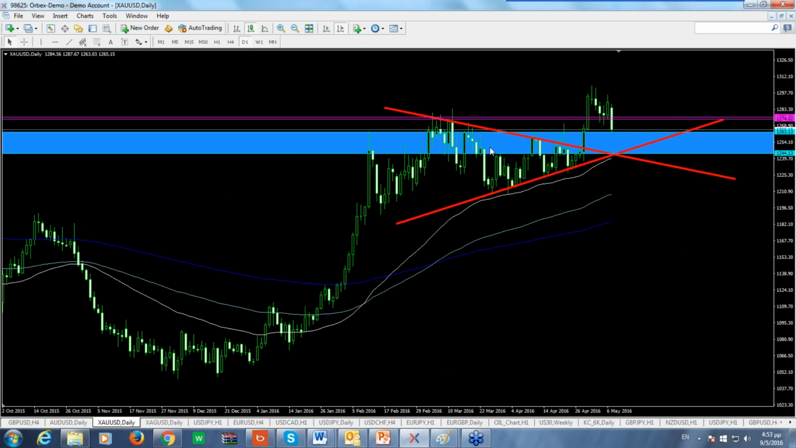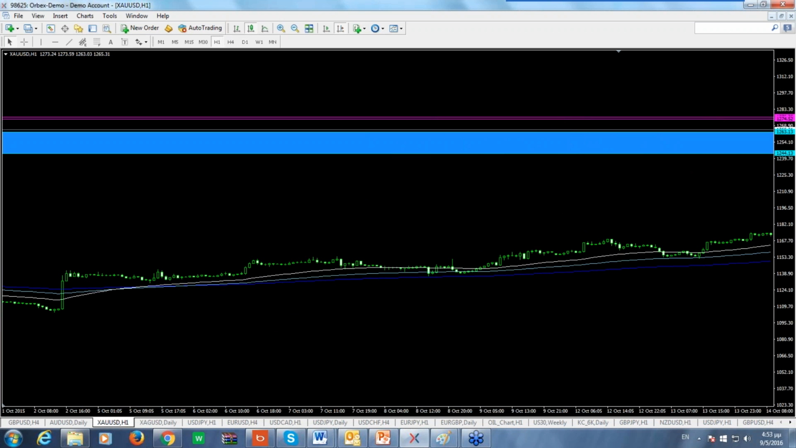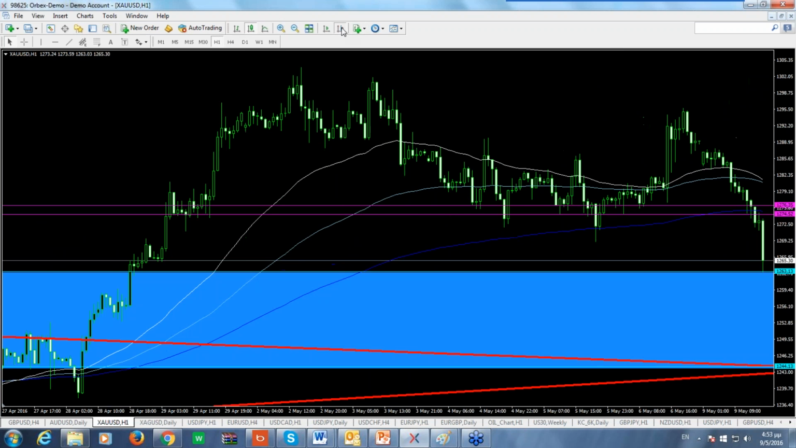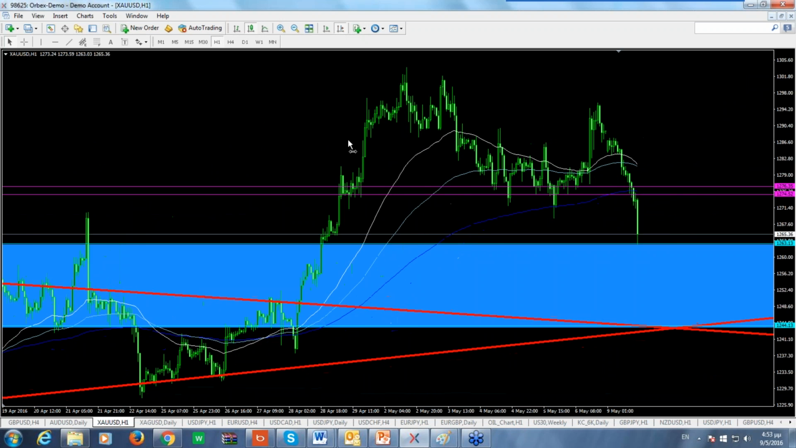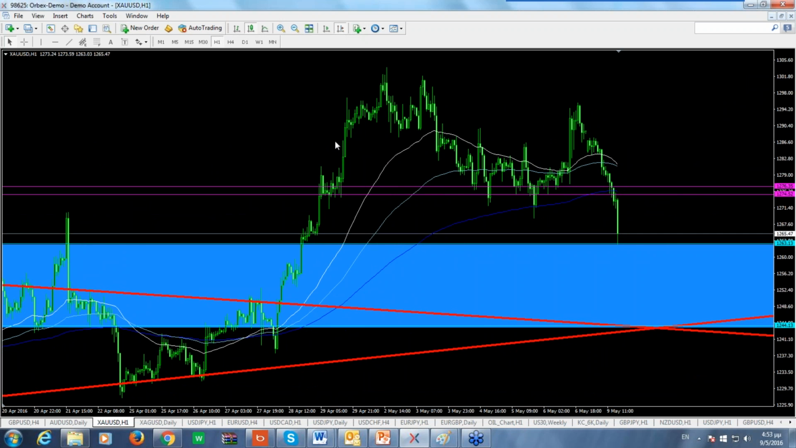That zone is a highly significant zone, lots of activity, a lot of balancing between buyers and sellers in that zone. Okay, then we have got, let me just increase the size a little bit. Let's look at what's going on with the gold on the 1 hour chart.